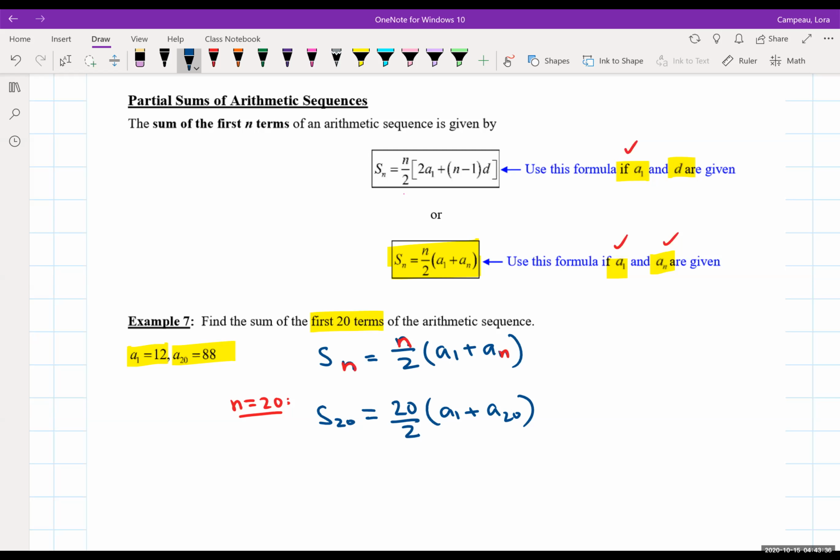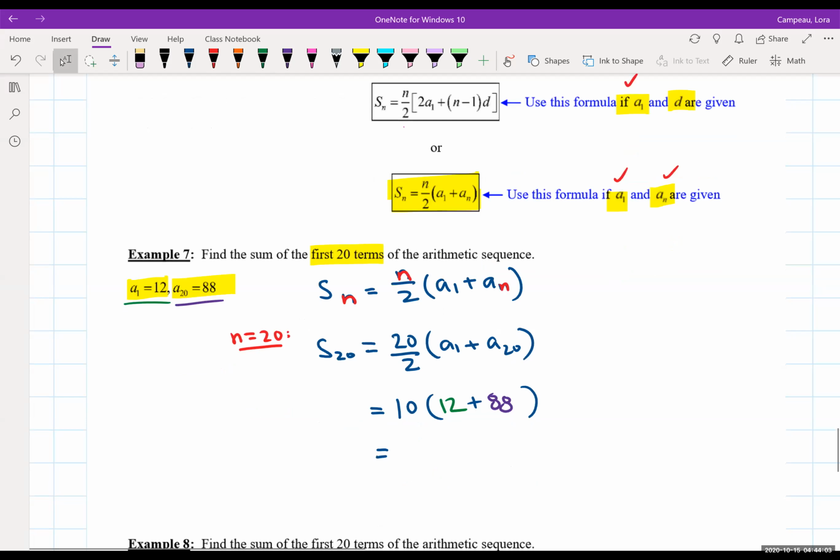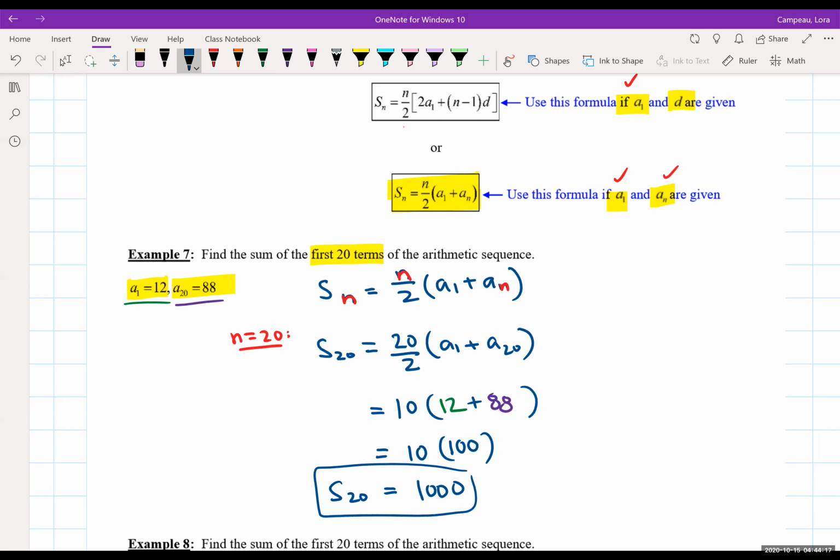And then now I can simplify a little bit and simultaneously plug in any known term numbers. So 20 over 2 is 10. A sub 1 is 12. And a sub 20 is 88. So we're going to add 12 plus 88, simplifying with the order of operations. That's actually nice. I'm surprised, I actually get 100. So then 10 times 100 gives us 1,000 as the sum of the first 20 terms.